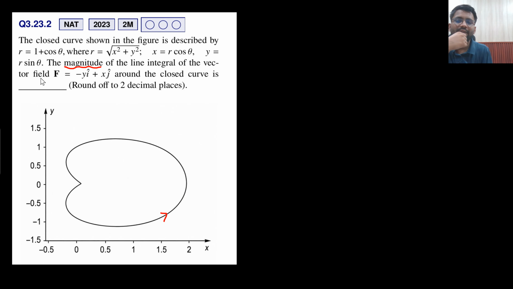So x equals r cos theta, y equals r sin theta, r equals 1 plus cos theta. r equals 1 plus cos theta. If this diagram was not given, would you be able to make it? Yes, sir, I would be able to make it. But now the diagram is given. What you need to calculate? The magnitude of the line integral of the vector field around the closed curve. So what you need to calculate? The closed line integral F dot dl you are supposed to calculate.